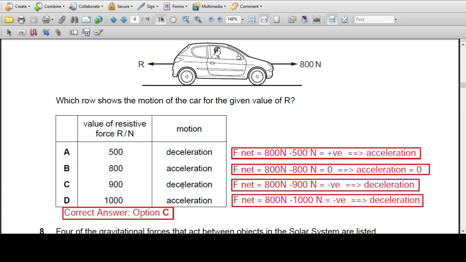Which shows acceleration here, but here actually the deceleration is happening. So this is incorrect, and only option C is correct.